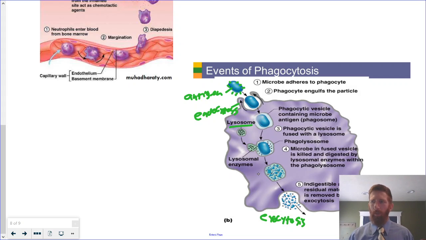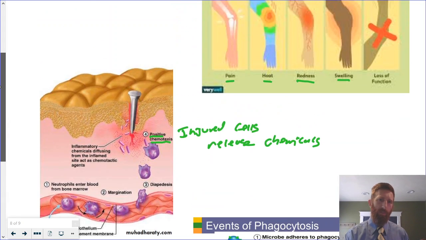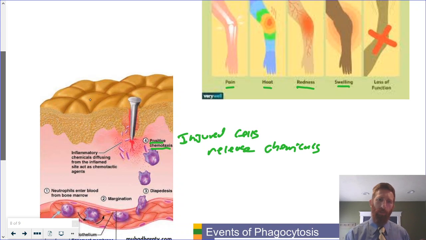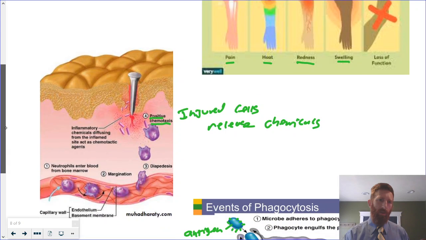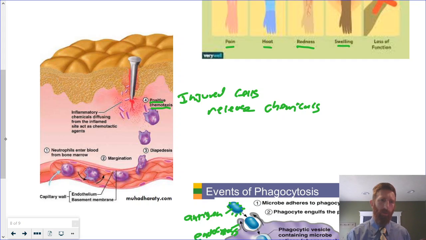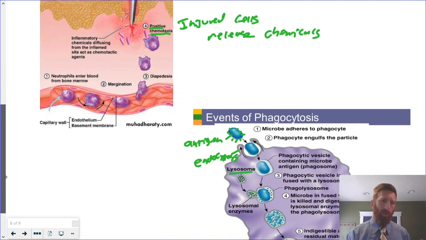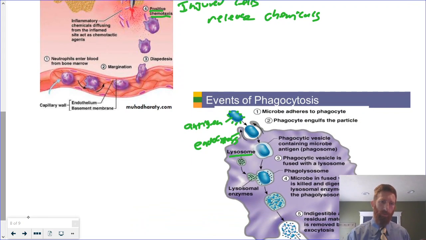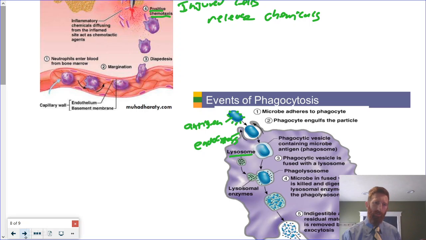Right, it's all really fascinating stuff. So basically, another non-specific line of defense is inflammation. Chemicals are released. They call these macrophages. Macrophages just kind of eat up all the bacteria that are around there and then get rid of it. And so that is one of our second lines of defense.